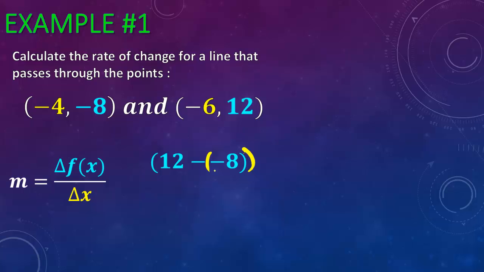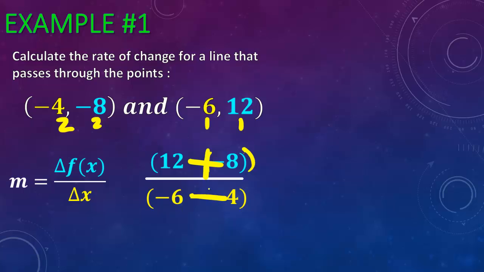Okay? And then that's going to be over, since we did 12 first, we have to do this first, and then these are our second numbers. So negative 6 minus negative 4. Now remember, when you're subtracting a negative, this actually becomes plus a positive. So that becomes 12 plus 8, which equals 20. And negative 6 plus 4 comes out to be negative 2. And 20 divided by negative 2 is negative 10.